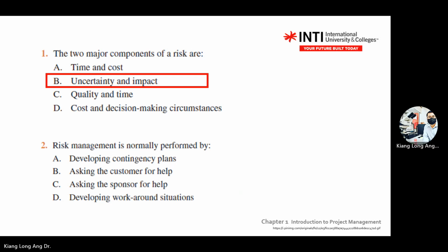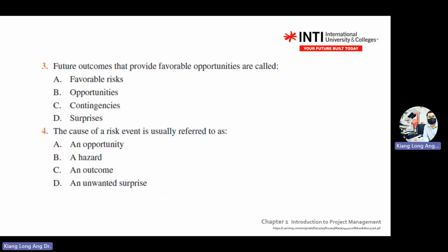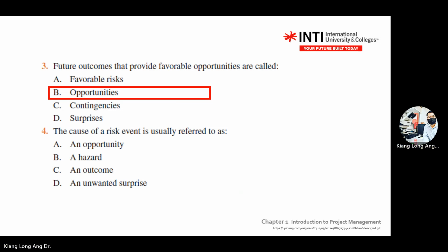Risk management is normally performed by which one? Okay, A. It means you need to have plans. Question 3, future outcomes that provide favorable opportunity are called opportunities. The cause of a risk event is usually referred to as hazard.